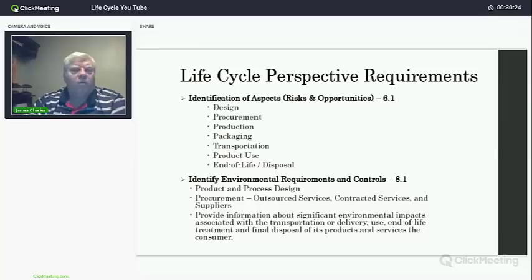Again, when you look at the standard, it talks about a life cycle perspective in 2 elements. The first one is 6.1, identification of aspects. Once we've identified aspects, 8.1 says we're going to control them. What are the operational control requirements? Now, in this particular video, we're going to focus on just the aspects identification piece. How do we identify aspects from a life cycle perspective?